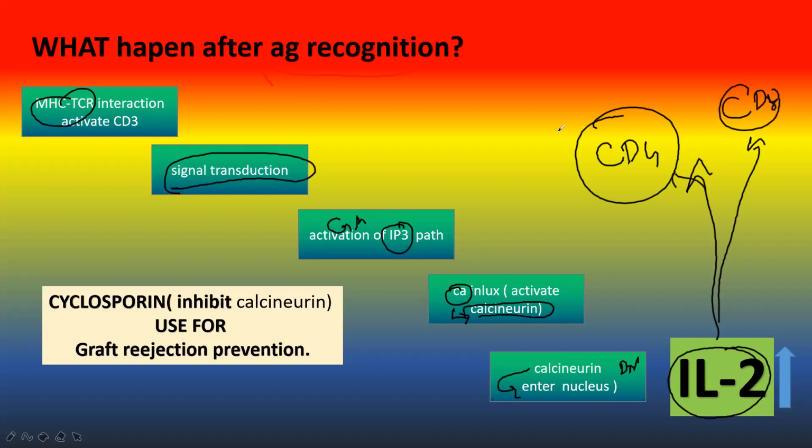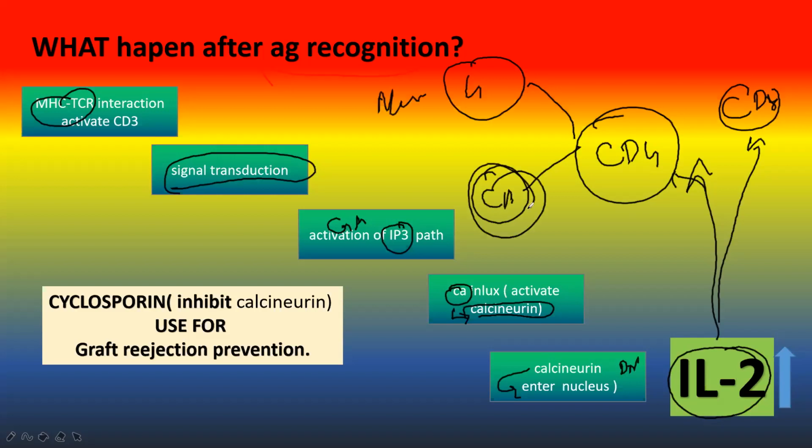Then one CD4 cell changes to 2, clear? One CD4 cell becomes a memory cell, and another CD4 cell is doing the job, okay? One cell changed to memory cell, another cell still doing the job like this. This is what happened here.